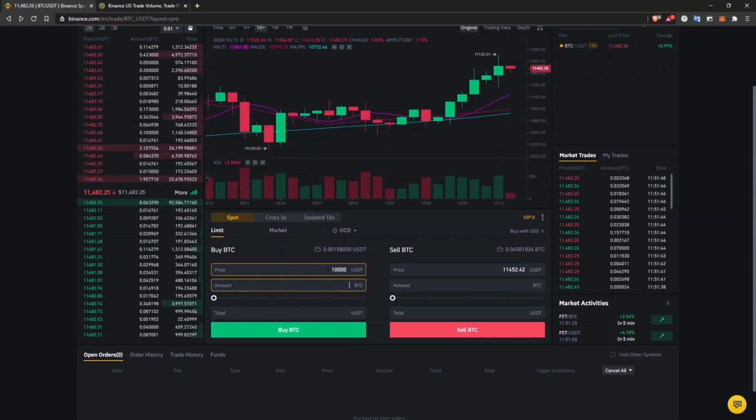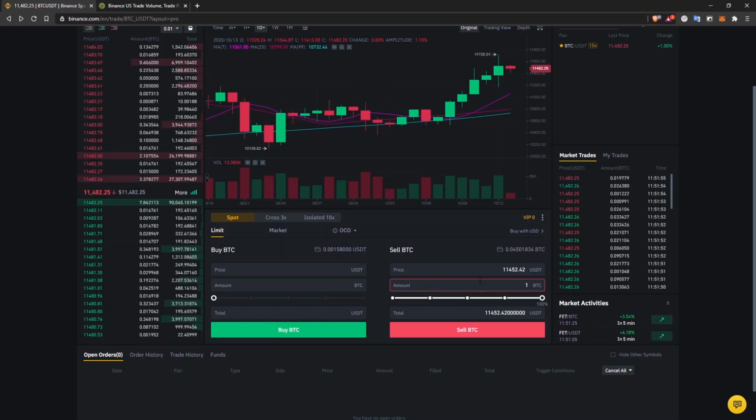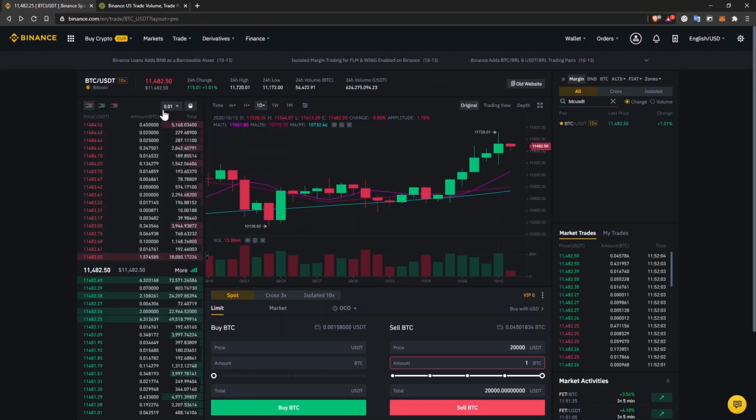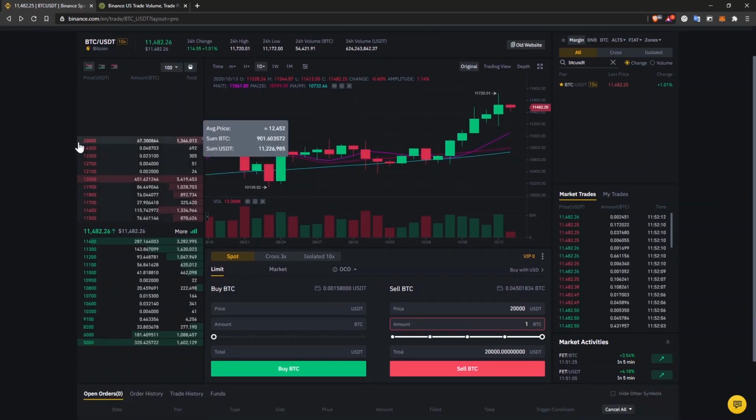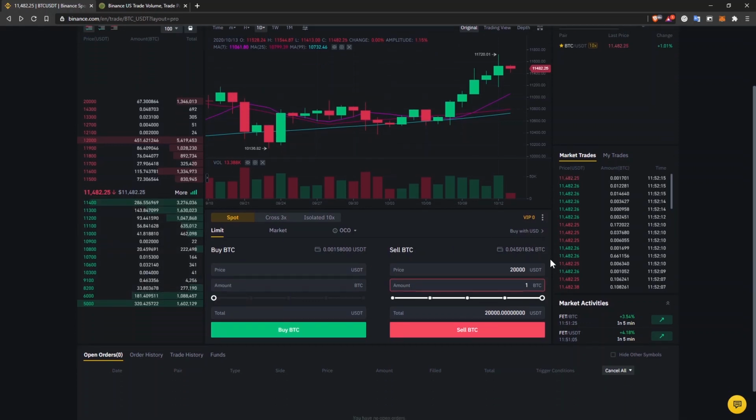The same thing with selling. Let's say I have 1 Bitcoin in my account and I want to sell it at $20,000. If I sell Bitcoin right now, it will create an order here which will show up only at $20,000. So even if I select the 100 precision here, you can see someone is selling at $20,000 right here. So it will add up to this order and it only sells Bitcoin at $20,000.